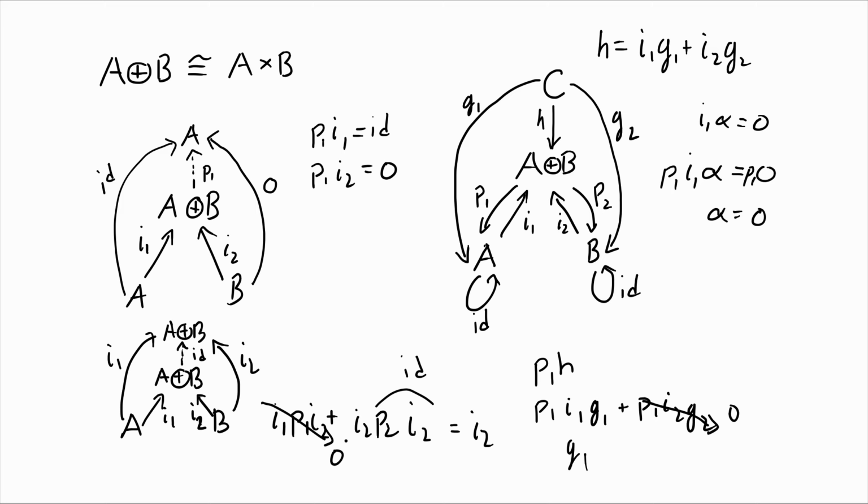So by uniqueness, we actually have another way of writing down the identity. The identity map is simply I1 P1 plus I2 P2. This is equal to the identity map. And so using this, we can actually show that this H map is unique.